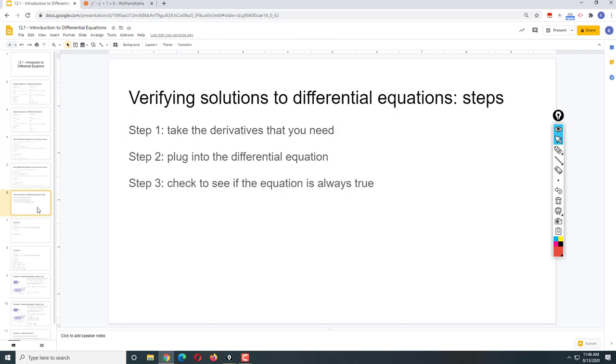So to verify solutions, we take these steps. Step 1, take any derivatives that you need. Step 2, plug in. Step 3, check to see if it always works.